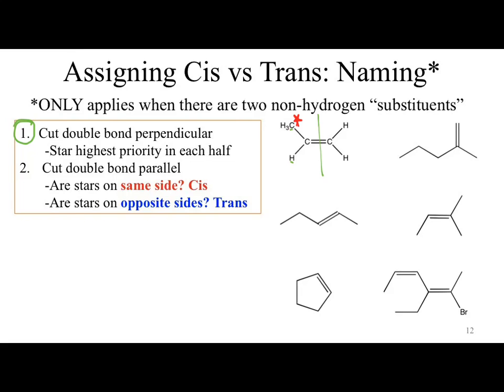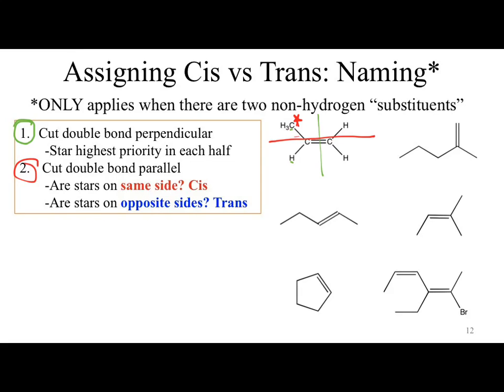Let's move to the right-hand side. Which has a higher atomic number, hydrogen or hydrogen? There is no difference. We can't tell, so we can't assign a second star. If we don't have the second star, then when we cut the double bond parallel, there aren't two stars to evaluate the location of, which means cis and trans is irrelevant. We do not evaluate that double bond or name it according to the cis-trans rules.